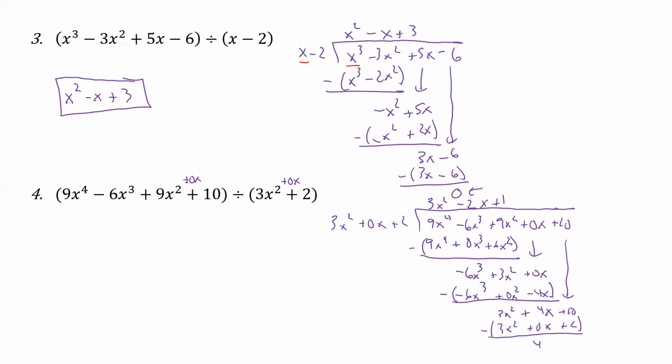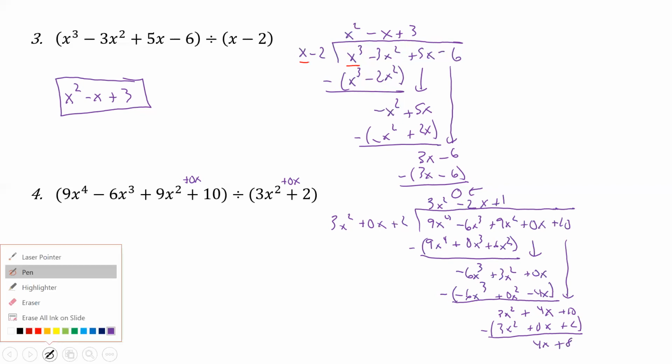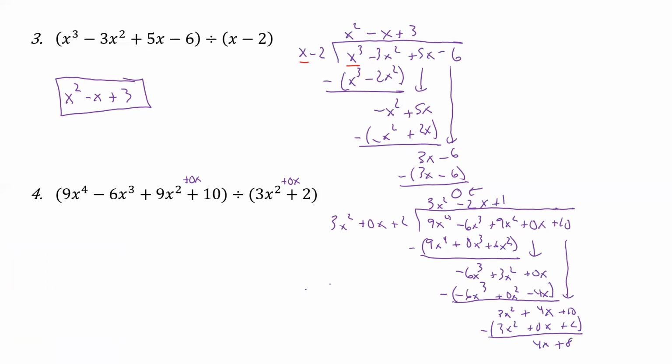4 minus 0 is 4x. 10 minus 2 is 8. Okay. Or 10 plus 2, rather, not minus 2. Oh, wait. That is 10 minus 2. And that's a plus. Okay, so yeah, so that's right. That gives us the correct part there. Do I have anything wrong at any point? Don't think so. And so when we do that, that's going to be our remainder.